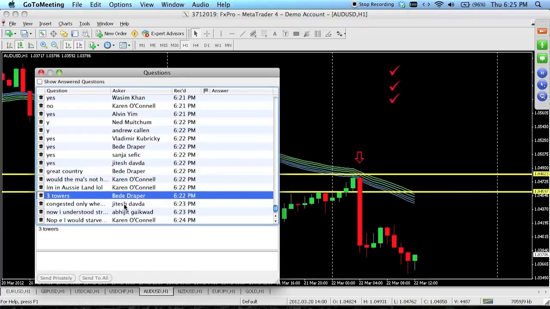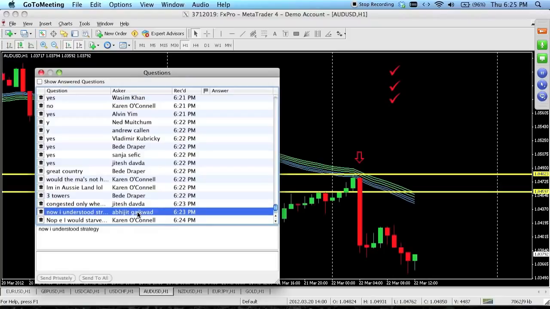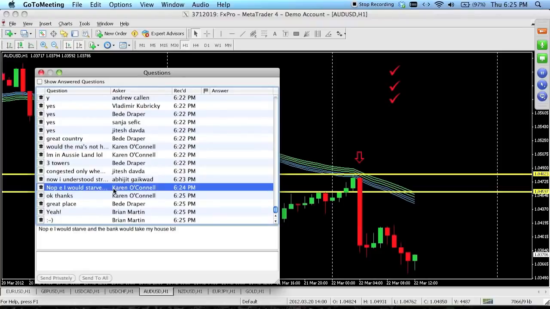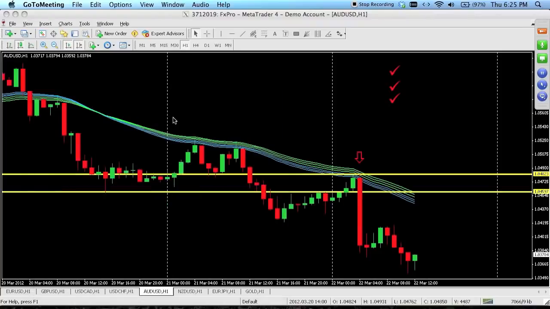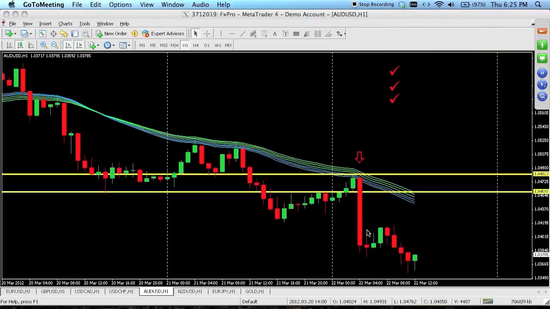Okay, B, the 3 towers are congested only when you zoom out. We'll take a look at that. And Abhijit, now I understand the strategy. Okay, very good. Karen, nope, I would starve and the bank would only take my house. Yeah, so $24 is not worth it. Now let's go through our correlation methods.